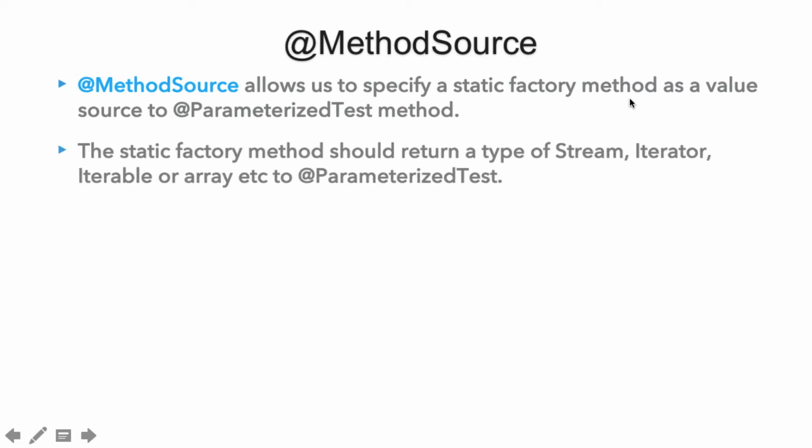Whatever static method we write should return a type of stream, iterator, iterable, or array, because these types represent multiple values which act as a source to our @ParameterizedTest. When we see the demonstration of @MethodSource, you will get more idea of how we can use these streams, iterators, iterables or arrays to provide different values to our @ParameterizedTest method.